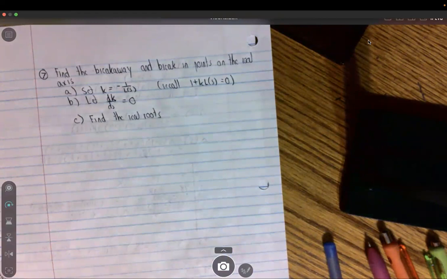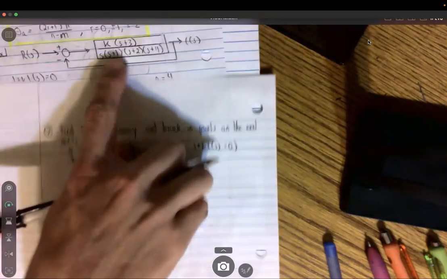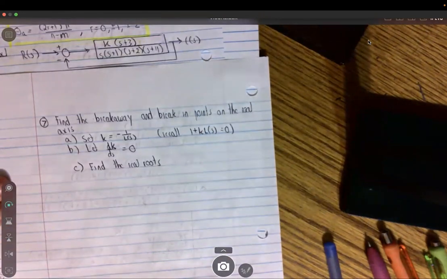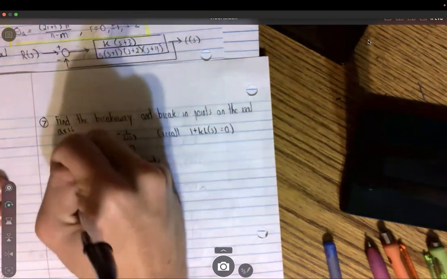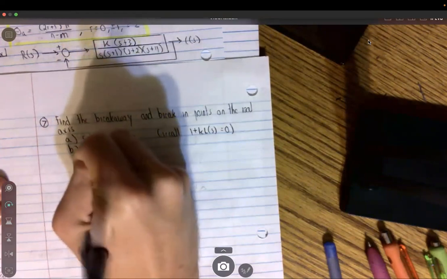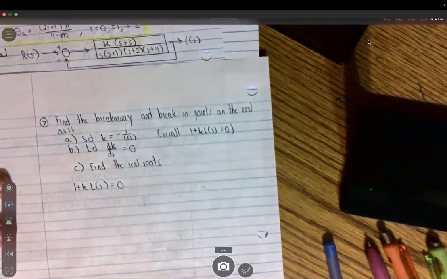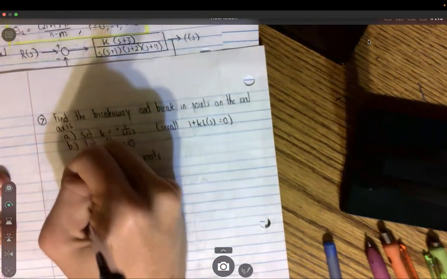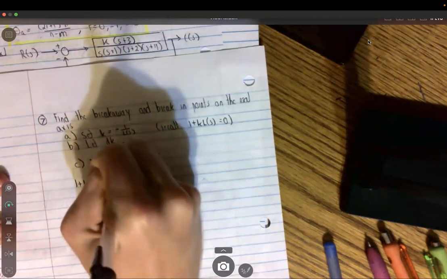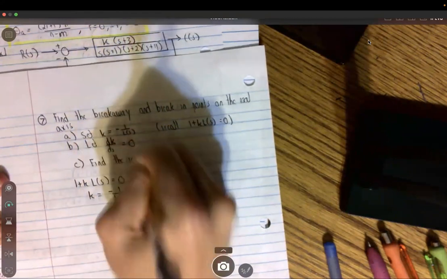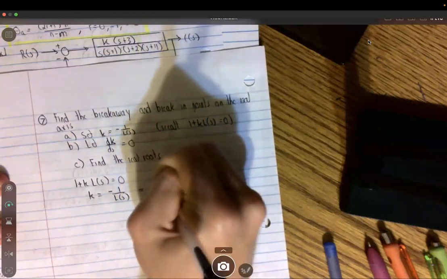So in order to solve this, going off the example we had for the previous one, we're still going to go back to it. Here we're able to write this as 1 plus k L of s equal to 0, where we just have our open loop. For that open loop, if we move this over, we can write k equal to -1 over L of s.